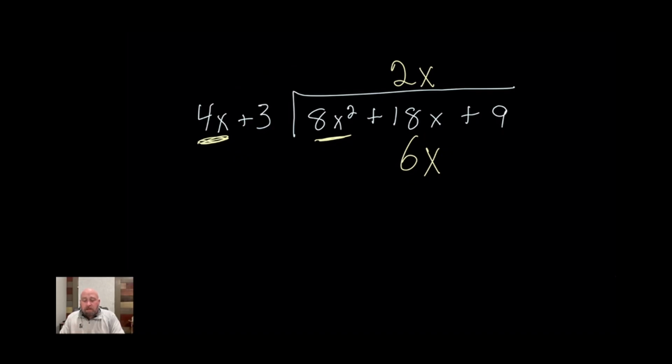Now, the next thing that we do is we take the 2x times the 4x. So 2 times 4 is going to give us 8. X times x is going to give us x squared. This should always cancel out. Now, you might get ones where it doesn't because it's an odd number or something. That's going to be a really hard problem to solve.